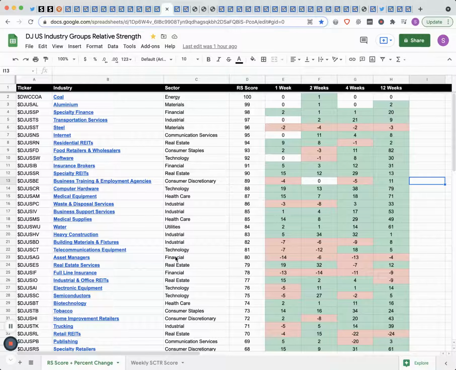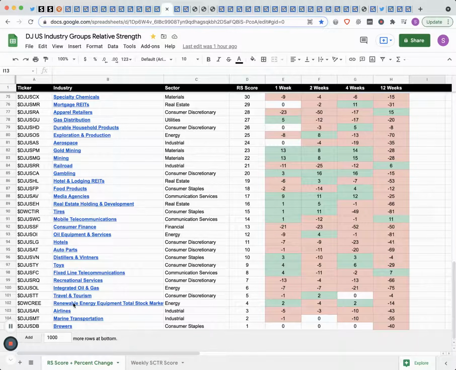but we are starting to see growth starting to come back into the top part of the table, whereas at the bottom of the table, we've had renewable energy has been one of our weakest groups, which is the solar names since the start of the year, marine transportation, brewers.